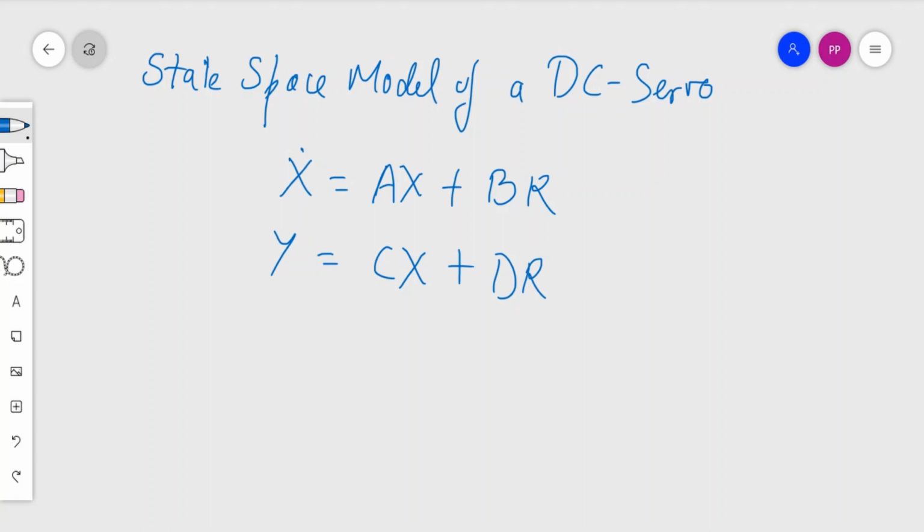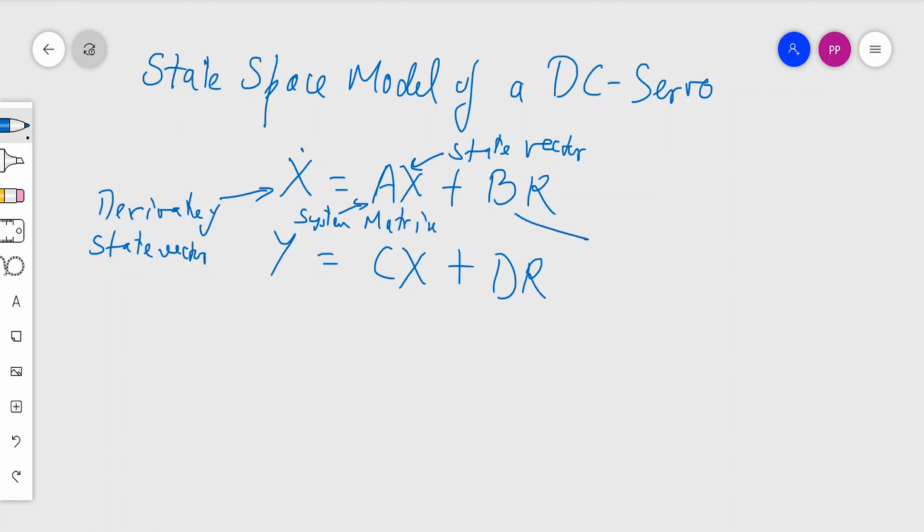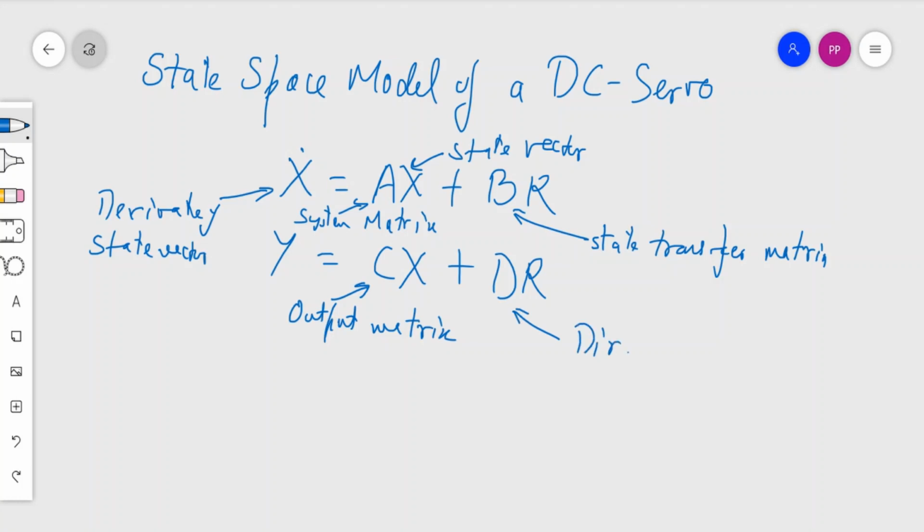where x dot is the time derivative of state vector, x is the state vector, A is the system matrix, B is the transfer matrix, that is the state transfer matrix, C is the output matrix, and D is the direct transfer matrix.